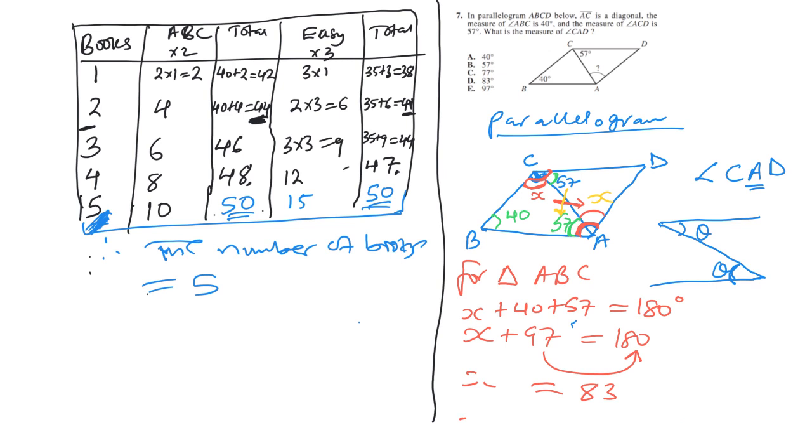Okay, so x is equal to 83 degrees. And therefore, what is the right answer? Come and check here. That is going to be the right answer. So it is D.